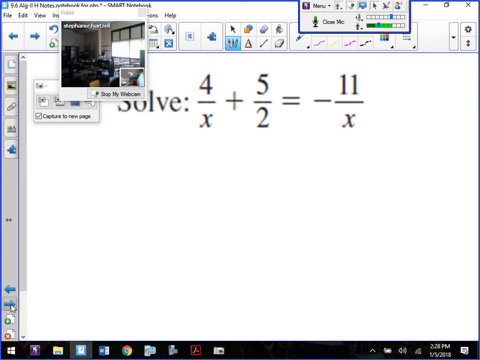So when I write this one out, I would say it's 4 over x plus 5 over 2 equals negative 11 over x. Well, let's first think, what are you going to multiply by for your common denominator? 2x. Because you want to get rid of that denominator. You want to get rid of everything in the denominator. So the idea is, well, what do they have in common? They have nothing in common. So the common terms will be when you multiply it all together. That's 2 and an x.